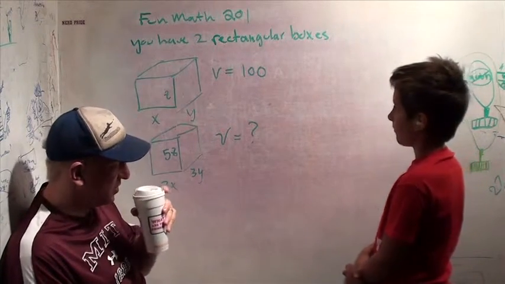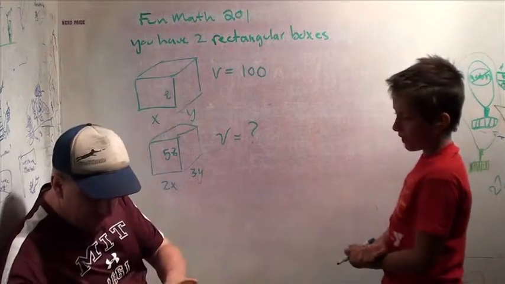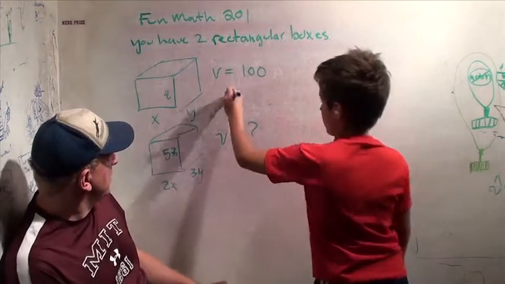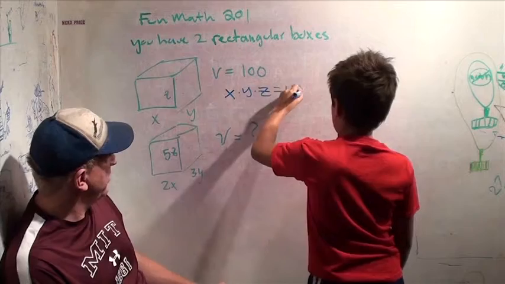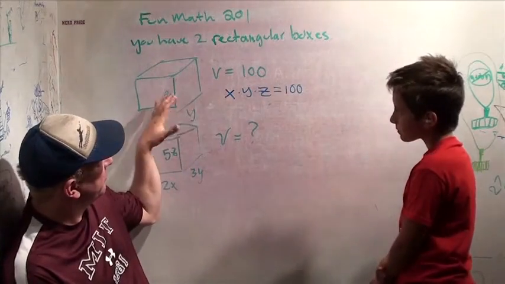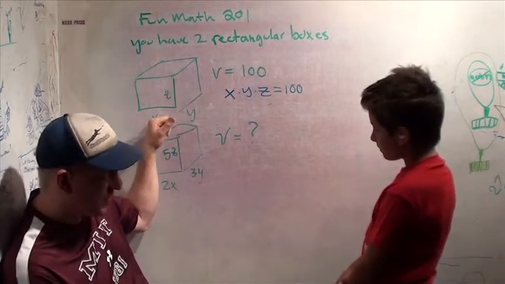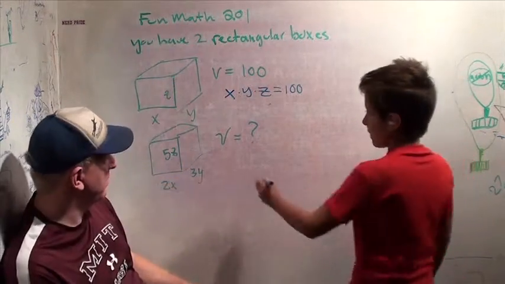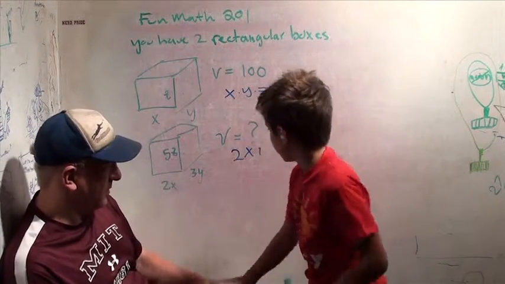Okay, how do you want to approach this problem? Well, we know x times y times z is 100, because that's how we find the volume of a rectangular box, right? We just multiply the three sides, right? Yep. Multiply. Okay? So 2x, not plus.